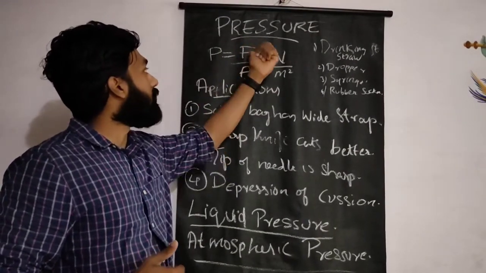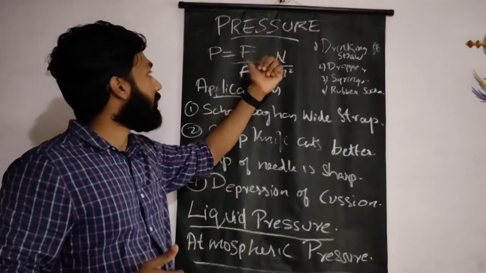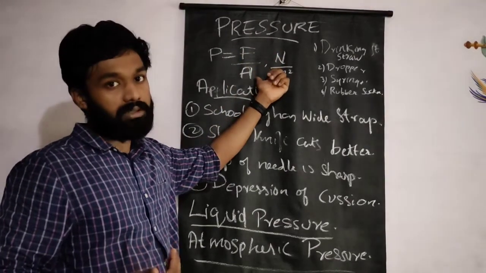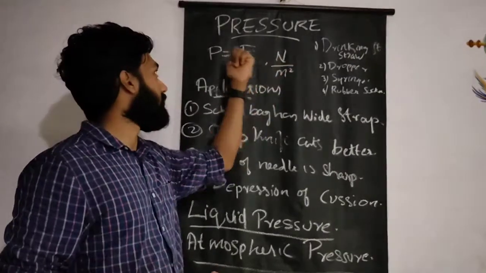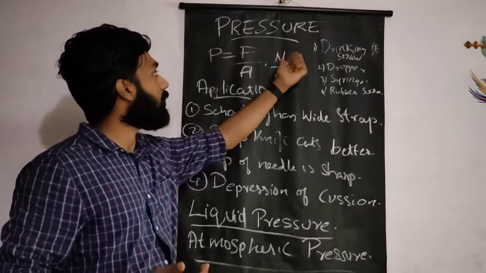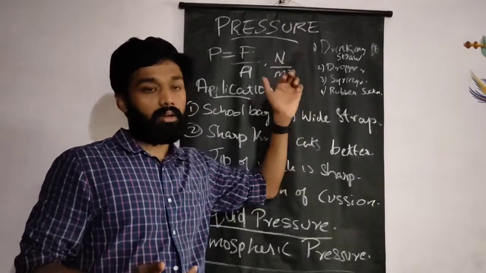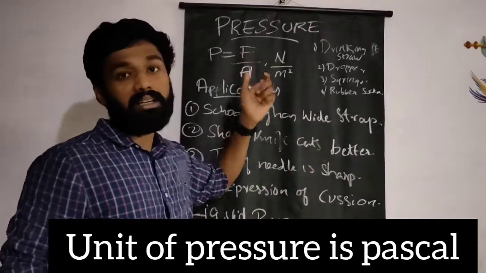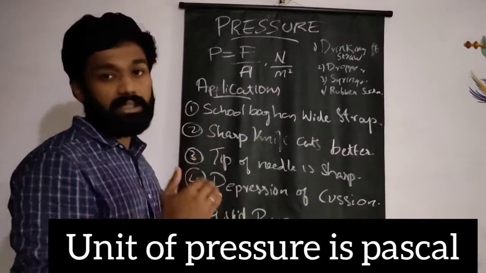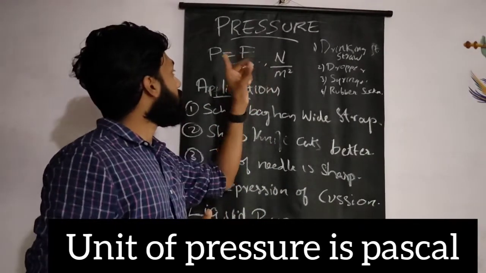Suppose the force is 100 Newton and the area is 10 meter square. So what is pressure? 100 by 10 equals 10 Pascal, or 10 Newton per meter square. Or if I increase the area to 100, then 100 by 100 equals 1. Okay, so pressure is force per unit area.